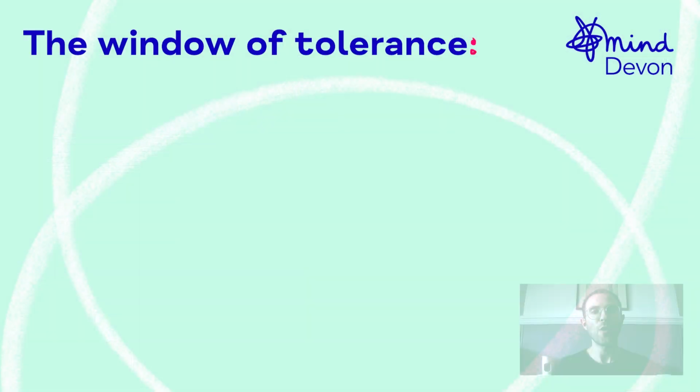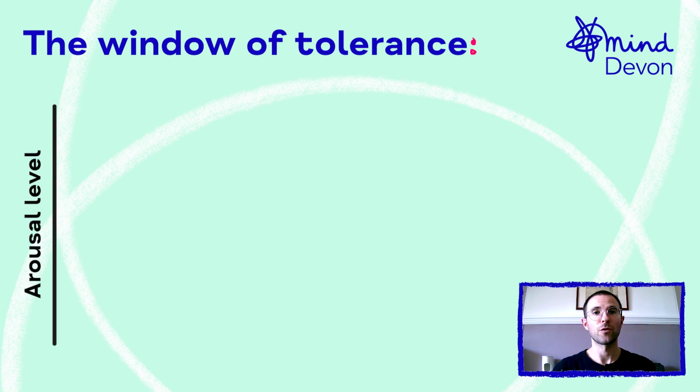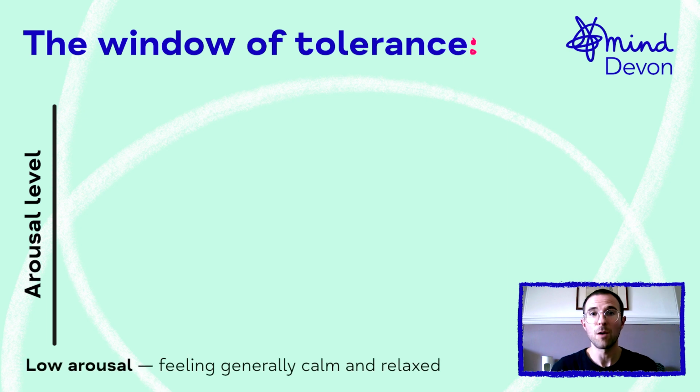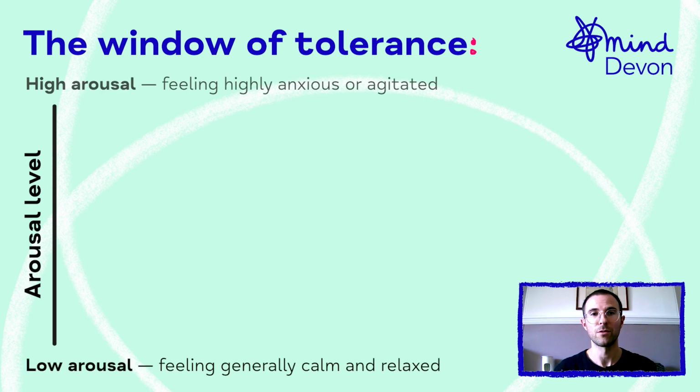There are several key components relevant to the window of tolerance. Arousal levels. The window of tolerance refers to a range of emotional and physiological arousal levels within which an individual can effectively cope with and respond to stresses. These arousal levels encompass a broad spectrum, ranging from low arousal, for example, feeling calm and relaxed, to high arousal, for example, feeling extremely anxious or agitated.